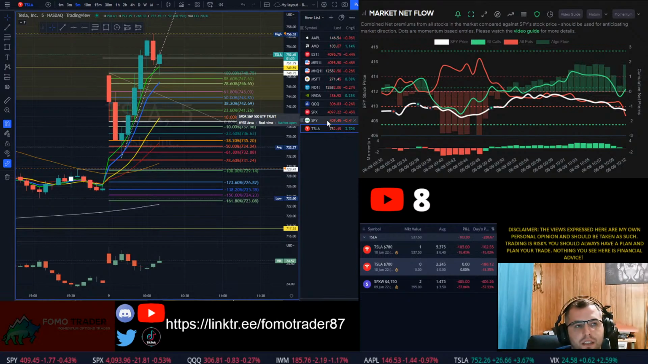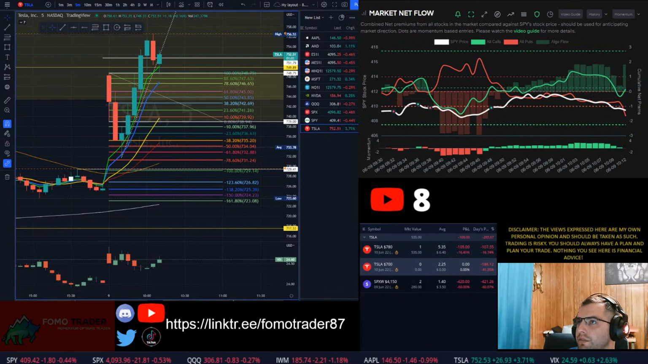Tesla is trying to hold this trend line here above the 5 EMA. But there's no real push from the bulls here. We need a push above high of day. There's just some really weird stuff going on here with the market net flow. I mean, calls spiking for the whole entire market, where puts are dropping off for the whole entire market. It's just all over the place this morning.